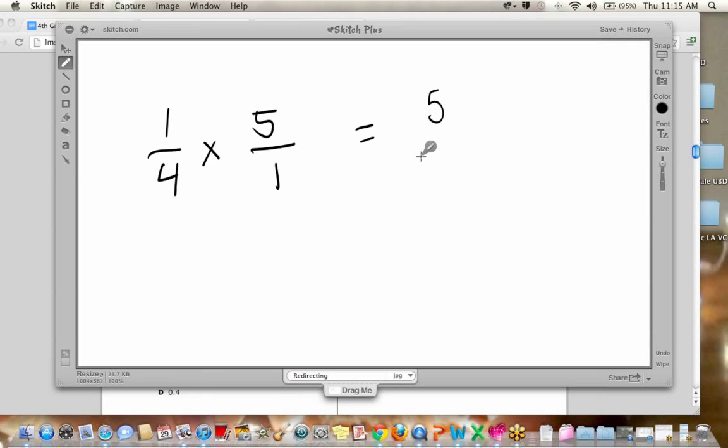Your microphone, I don't know if it's on. You might have muted yourself, which is fine. And then denominators, what's 4 times 1? 4. So there, I got the same exact answer as I got by adding up all of those little pieces.